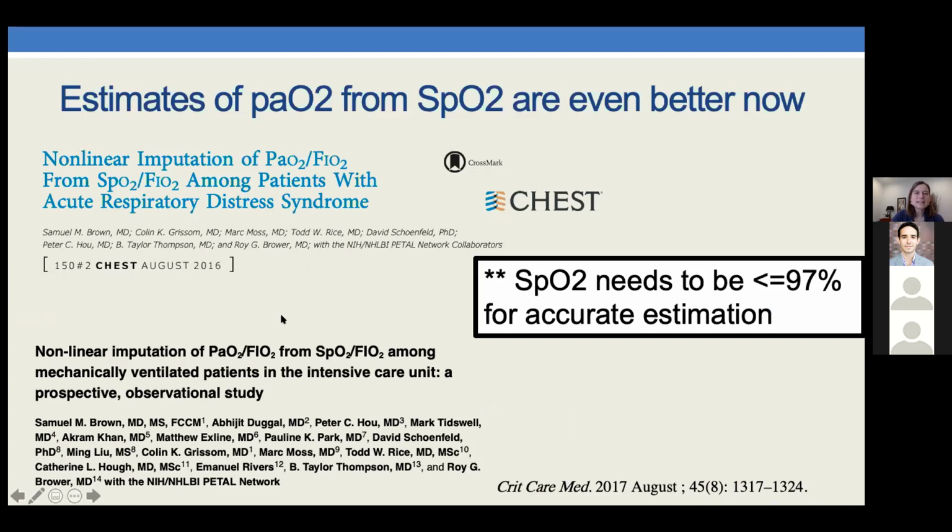And since we did this, there's actually been better modeling, so that the estimates of blood gas oxygenation from pulse oximetry are even better than they were in 2016 when we published that study. Again, just important to note that the saturation needs to be less than or equal to 97% on pulse oximeter to be accurate.